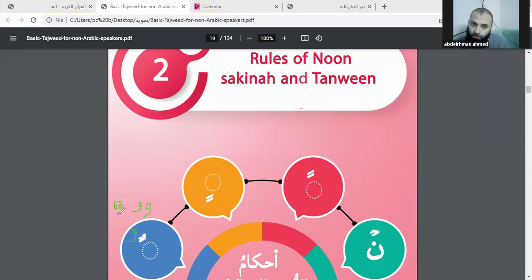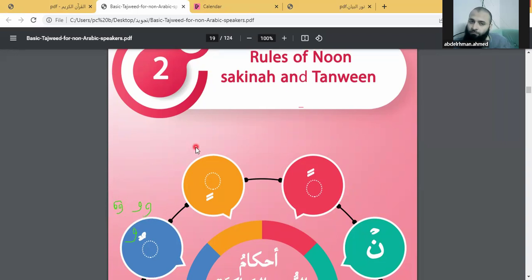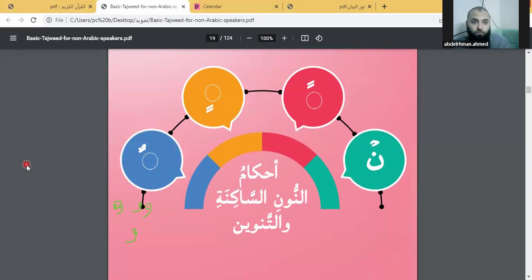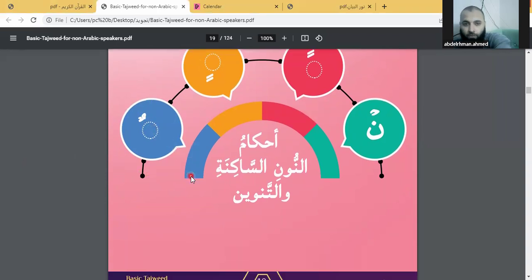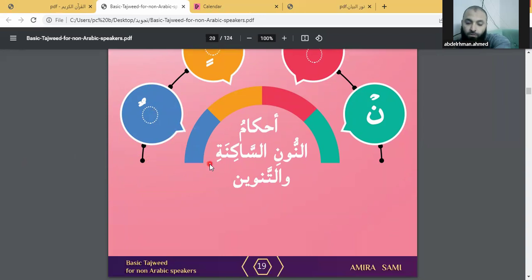And sometimes dhamma with a converted dhamma, like this. So the double dhamma in the Quran may be two dhammas next to each other, or a dhamma with another converted dhamma. Okay, so what are the rules of noon sukun and tanween? Let's see. Before we study this rule, we have a question. So what's the question?